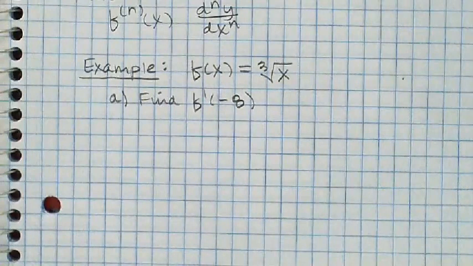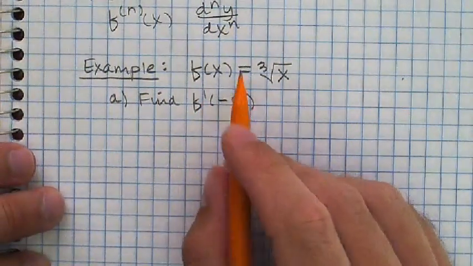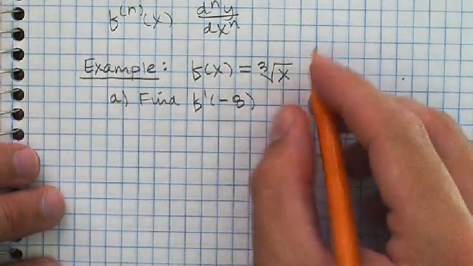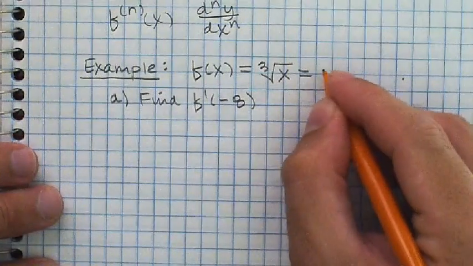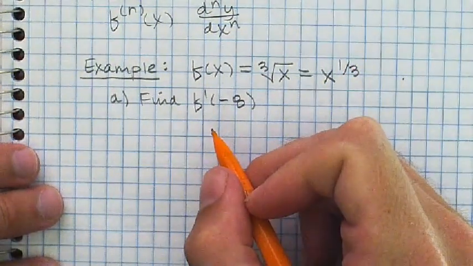Now, the first example I've got for you is, I'm going to make another point, but f of x is equal to the cube root of x. Find f prime of -8. So we want to find the derivative of f, and we want to plug in x equals -8. That's the plan. The first thing is we need to write this as a power of x, so we can use our new power rule. That's x to the 1/3 power.